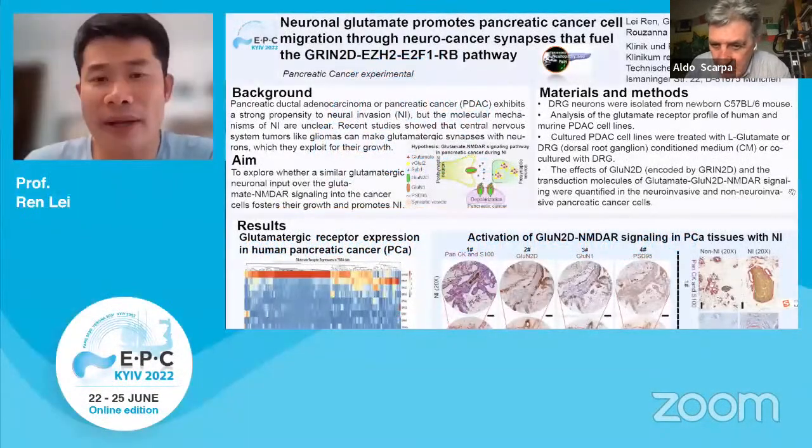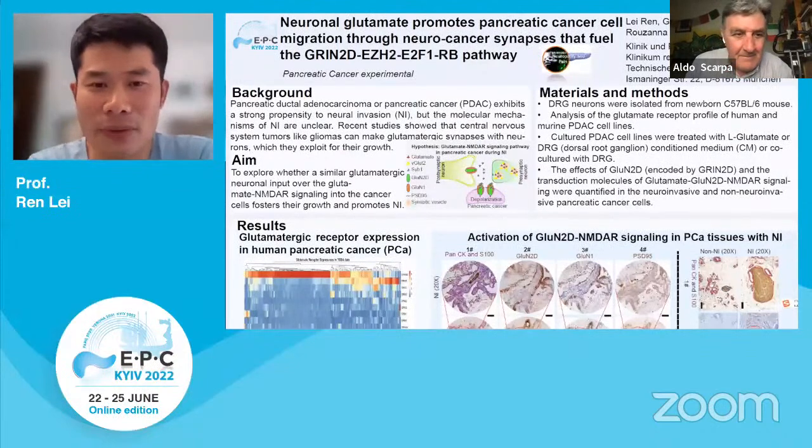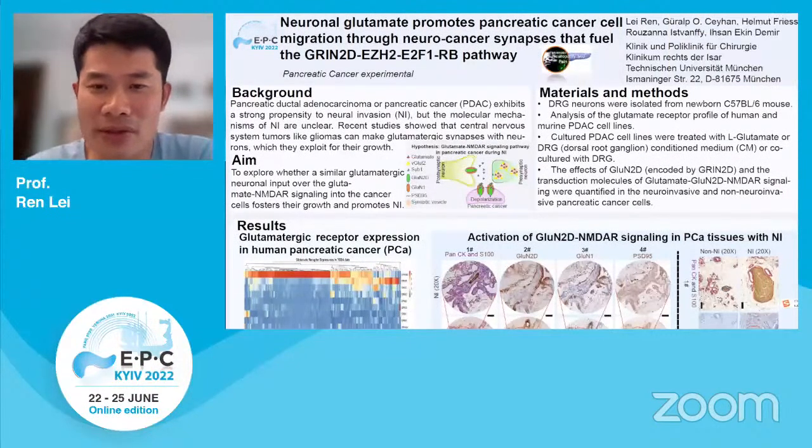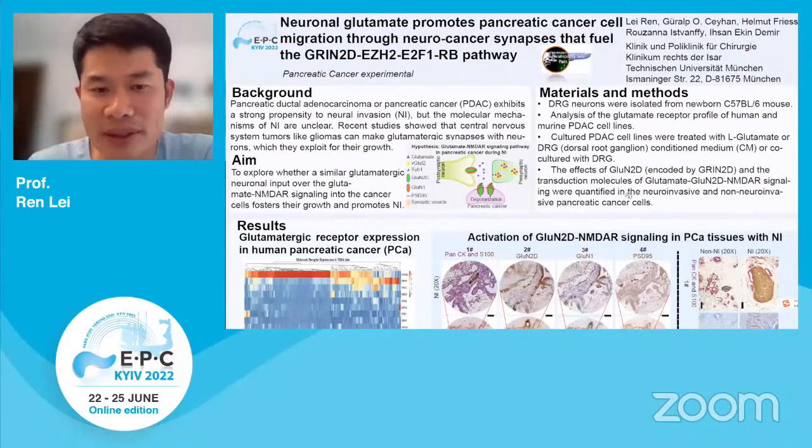Hello, I'm Lei from Professor Academia. My postdoc is about pancreatic cancer and neurons. Pancreatic cancer shows a very strong propensity to neural invasion, but its functional mechanism is not clear. So here we set the glutamate NMDA signaling pathway at the synapse level, which could also be involved in the interaction between pancreatic cancer and neurons during neural invasion.